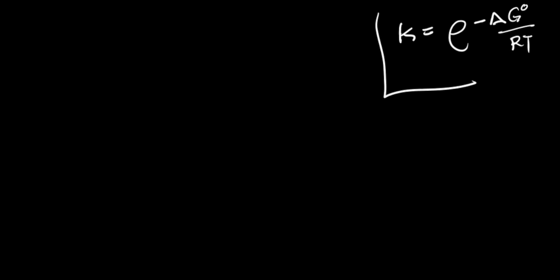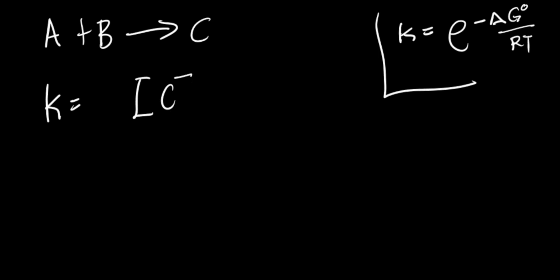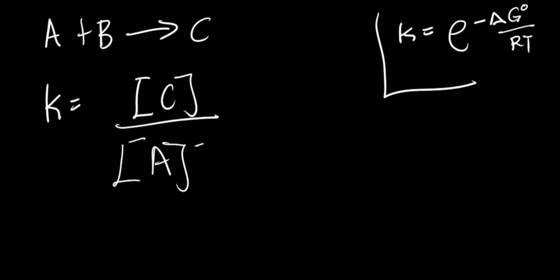In an equilibrium reaction where we have A plus B going on to give C, the equilibrium constant would be expressed as K is equal to the concentration of C divided by the concentration of A and the concentration of B. If we had more values, say a, b, c, then the equilibrium constant would be the concentration of C raised to the power of c, the concentration of A raised to the power of a, and the concentration of B raised to the power of b.